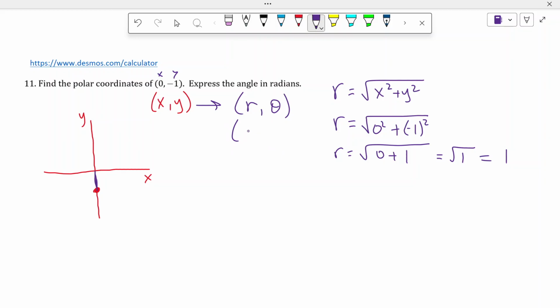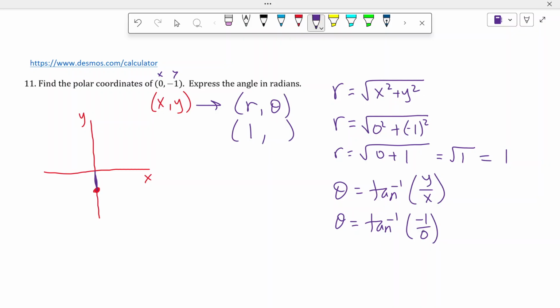As I prepare my answer, it's just 1 comma whatever I get for the angle. Let's use our angle formula. Remember, the angle formula is the tangent inverse of y over x. And so plugging in the numbers they gave us, the y is -1 over the 0 is the x. Oh, wait. -1 over 0? 0 on bottom is bad. Oh well, you know what?